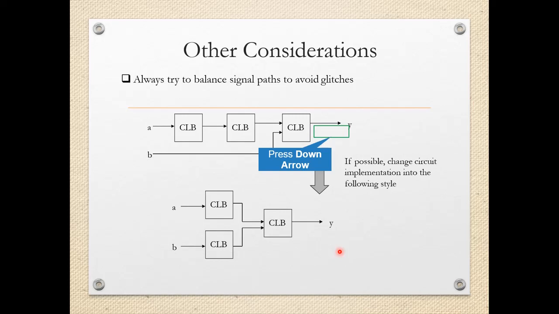Instead of this, we can try it in this way. If two CLBs are parallel, A has to travel through this CLB, B has to travel through this CLB, and they will reach CLB 3 at the same time. So if possible, change the circuit implementation into the following style. We can make our circuit in this way so that the path delays can be balanced and we can avoid the glitches in the output.